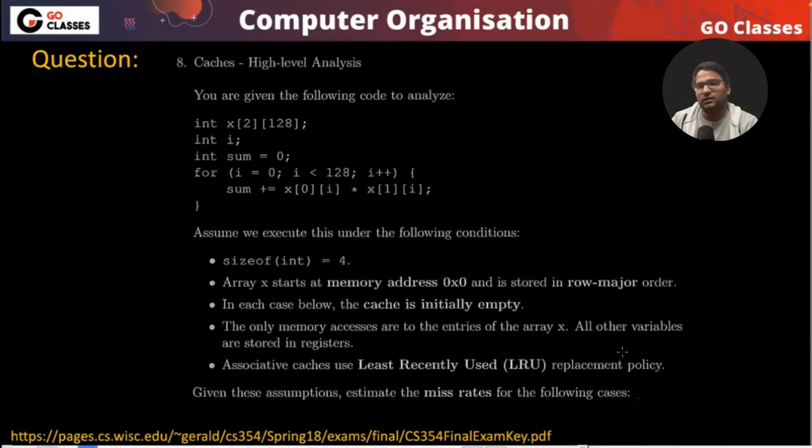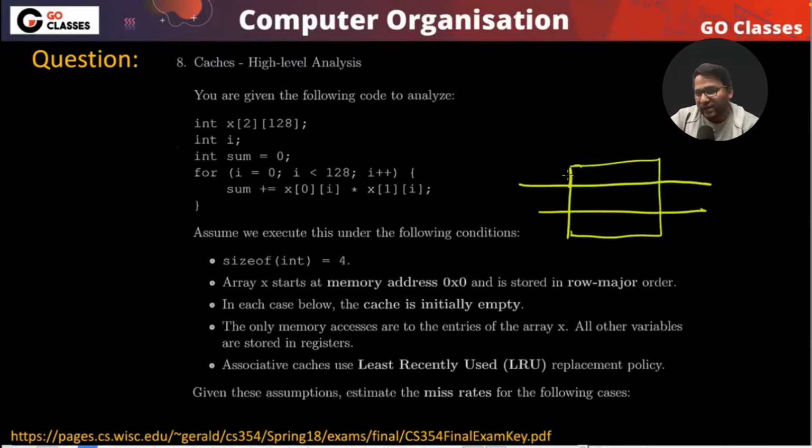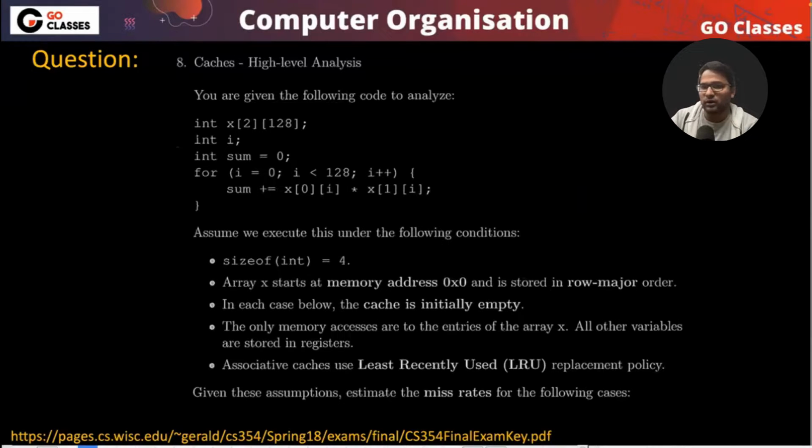Which means that it is block aligned, which means that if this is a block, then the array starts from here. The array starts from the very first boundary of the block. It's not the case that the array is starting from here, which means the first element of the array, x[0][0], is not in between the block. It is starting at the boundary of the block. Because the array is starting at address 0, if this is main memory, then that's how we do the division of the blocks, right? So if the array is starting from here, it means it is starting from the very first boundary of the block.